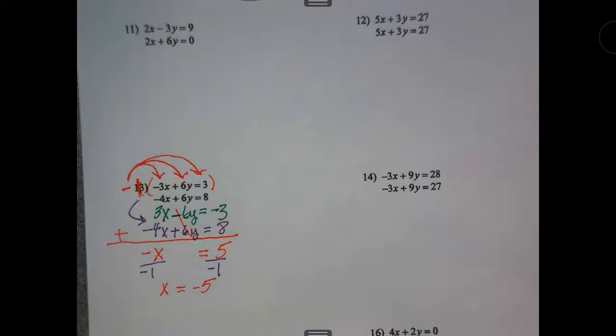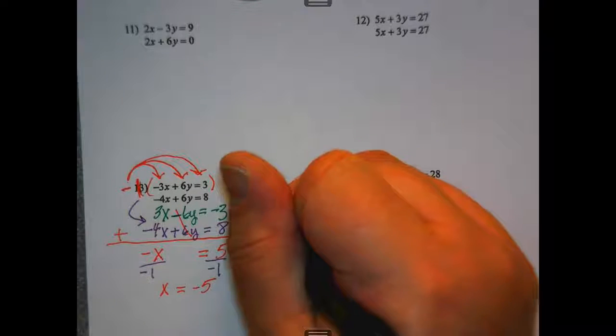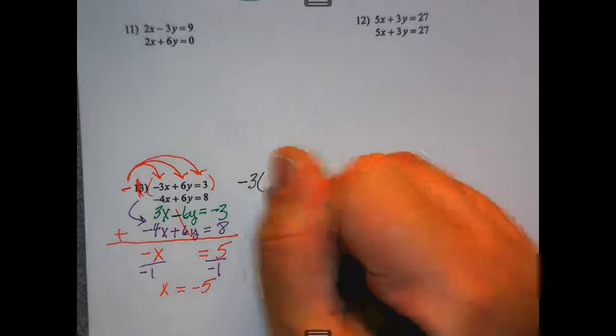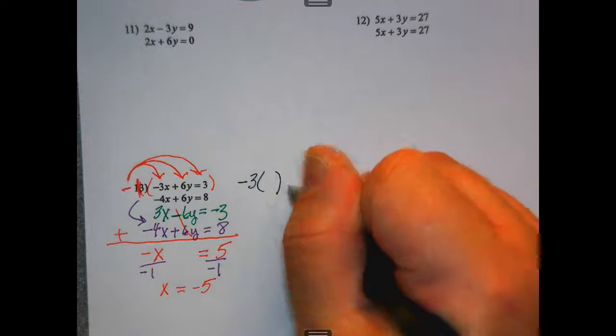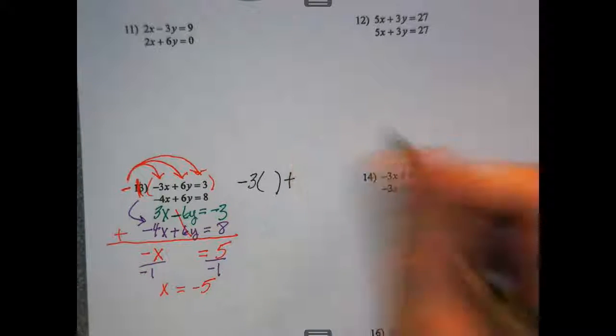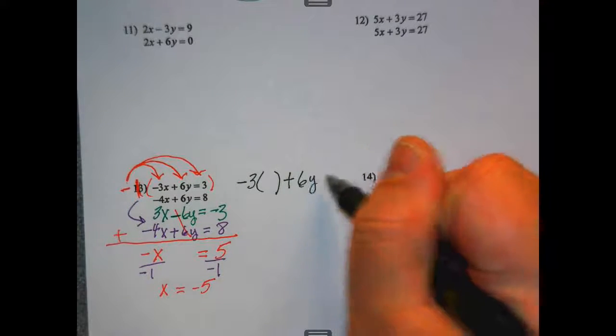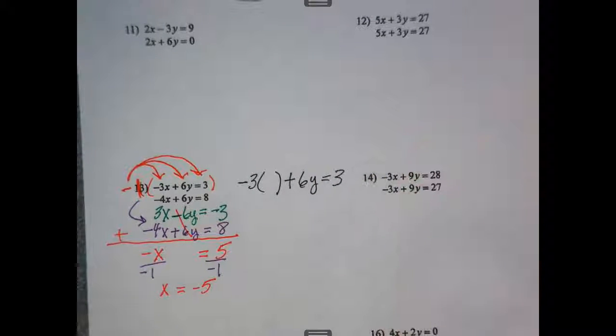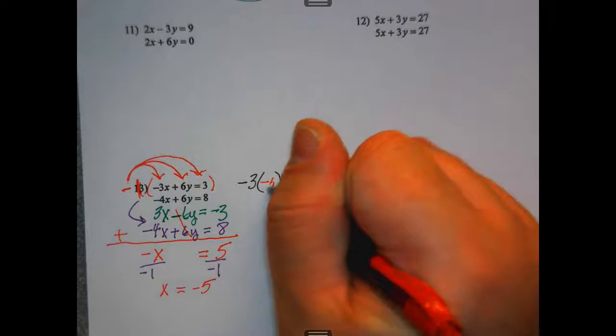Pick one of the equations. I'm going to pick the top one. Negative 3x, I know what x is. I'm going to put parentheses for x, plus 6y equals 3. Guys, quiet down. x is negative 5.